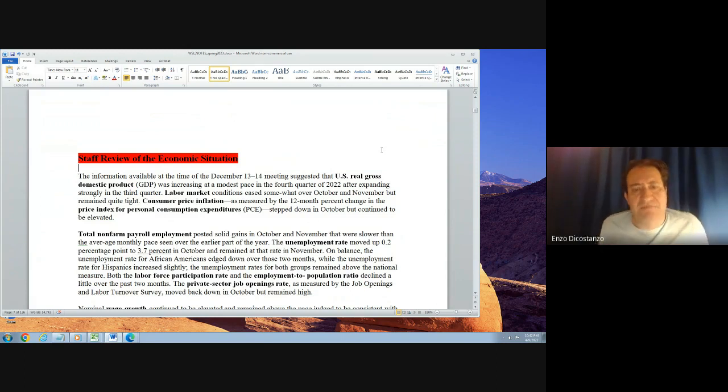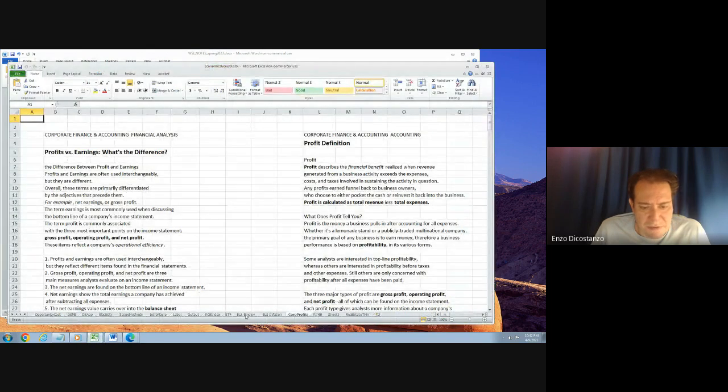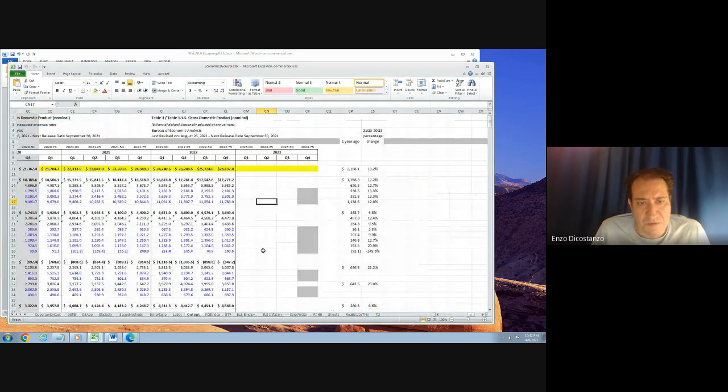And it says now, as of these guys certainly know, sort of the intermediary accumulation of these numbers. It says United States real gross domestic product. It said it was increasing at a modest pace in the fourth quarter of 2022 after expanding strongly in the third quarter. Again, we're not building the whole model in these classes, but we can click on output, and I have these models, monitoring them and constantly updating them. So here we are. Okay, and again, this is the nominal one.